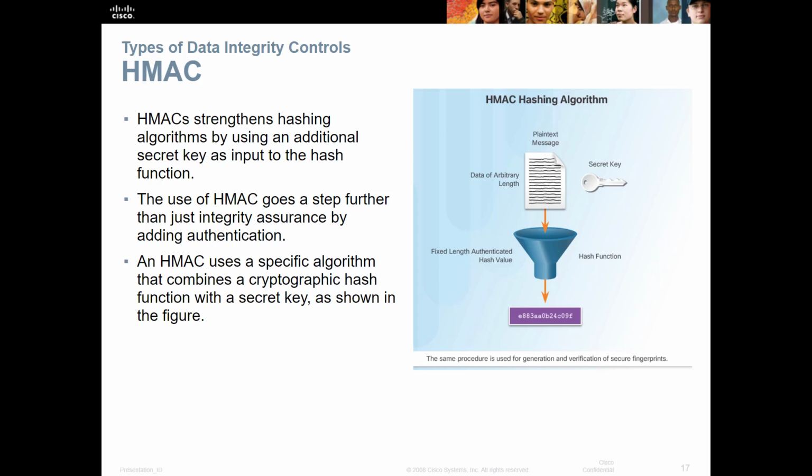HMAC takes it one step further in that it's adding a secret key to that as well. So we have our plain text message. We then have our secret key that goes into our hashing function, and then it spits out our hash here at the bottom. So it's just a different algorithm that uses a key in order to do it. It's a step above salting, and it's going to use a private key in that case, okay? So HMAC uses a key, salting uses random data.